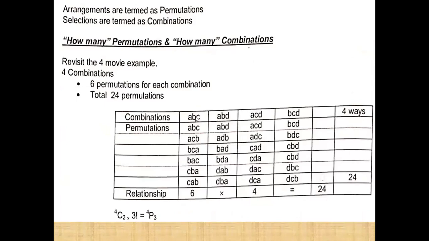So this is combination, there are 4 ways, and these are all permutations. Each combination has 6 different arrangements. There are 4 combinations, so there would be 6 into 4, that is 24 ways. So I can say in permutation, order matters. In combination, order doesn't matter.